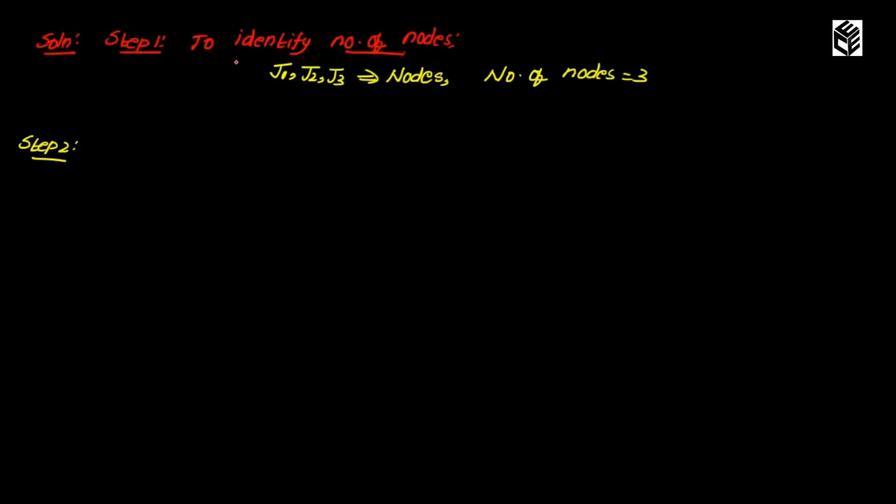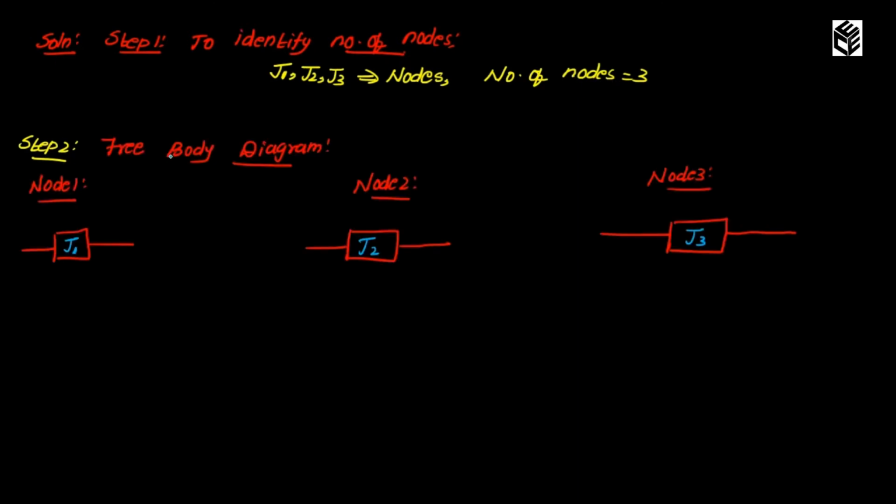So our first step is to identify the number of nodes. Here we are having three nodes, J1, J2 and J3. So we can say that number of nodes is equal to 3. Our second step is free body diagram. Since we are having three nodes, we will be having three free body diagrams. So to the node J1, we have an applied torque T and angular displacement theta 1. To the node J2, we have angular displacement theta 2. And to the node J3, we have angular displacement theta 3.